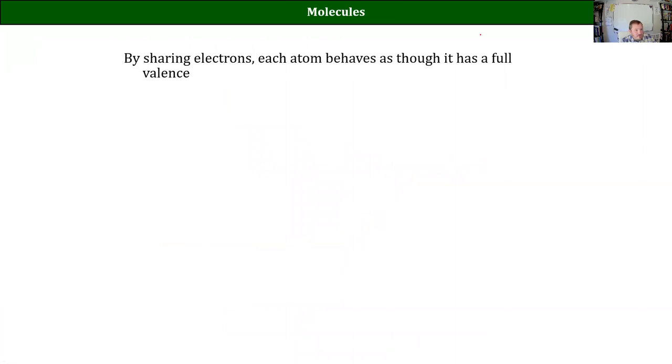So by doing this, this is what we call molecules. Molecules are basically collections of atoms that are able to act as though everything has a full valence, despite not having enough electrons for everything to have a full valence simultaneously. By sharing the electrons, you can double count them basically, because they're in two valences at the same time.